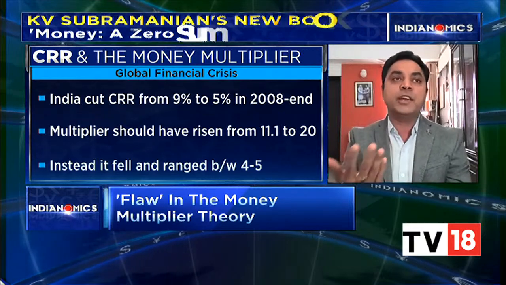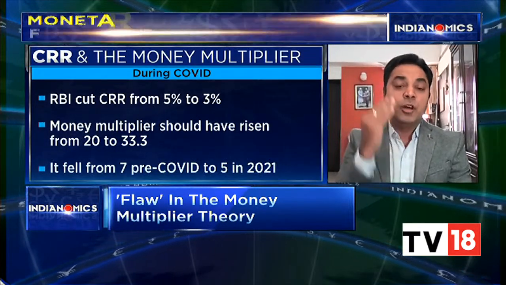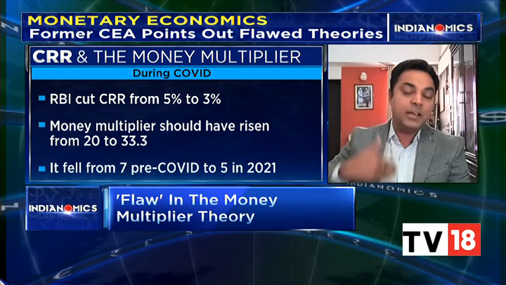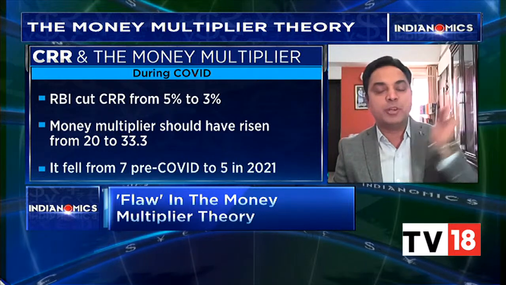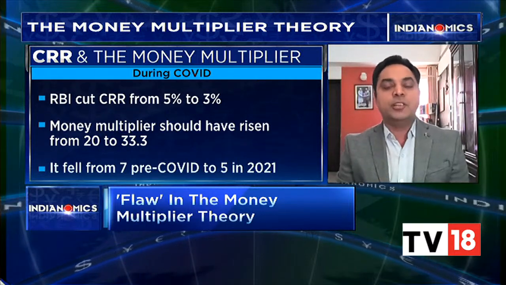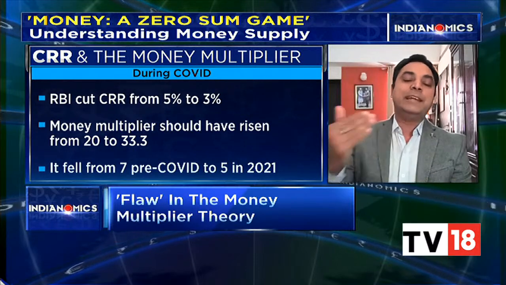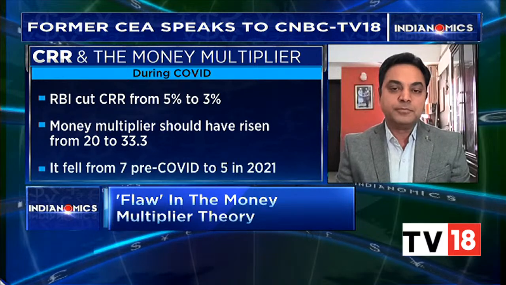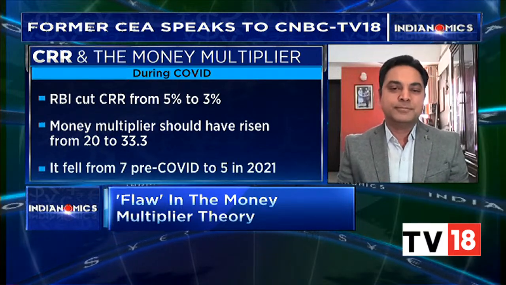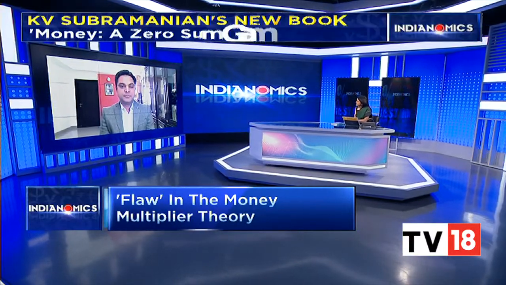Even during the COVID crisis, similarly, the cash reserve ratio was decreased from 5% to 3%. Again, the money multiplier should have increased, but what actually happened was it decreased from 7 to 5. So clearly, this particular prediction of the monetary theory is completely at dissonance with what we observe in the real world. Okay. So in that case, what should be the correct, or what is your theory of money multiplier?